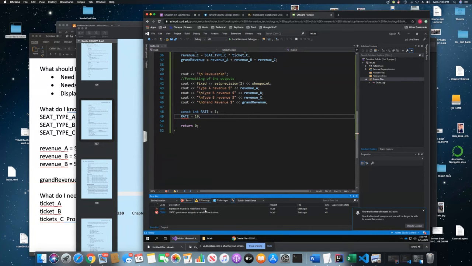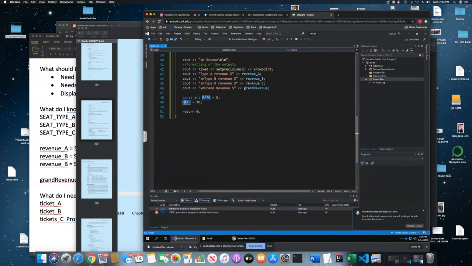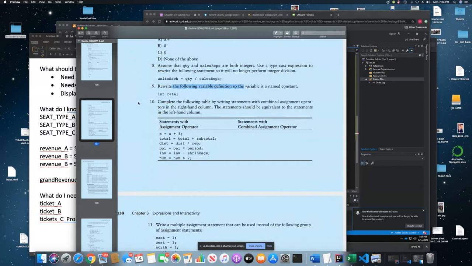Expression must be a modifiable L value. You might see this. The left side is called an L value. The other side is an R value. So it's saying, hey, this expression must be a modifiable L value. So this side right here must be modifiable. It is not modifiable because I have this constant on it. Are you clear on that? Yep. Very good.